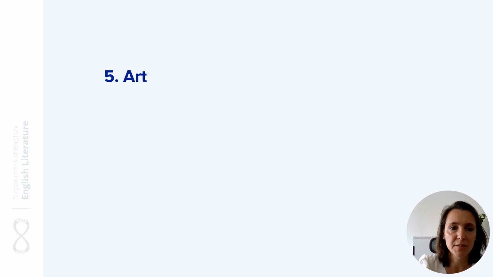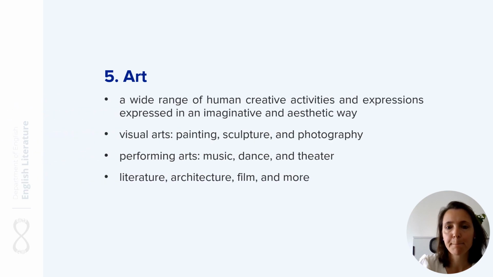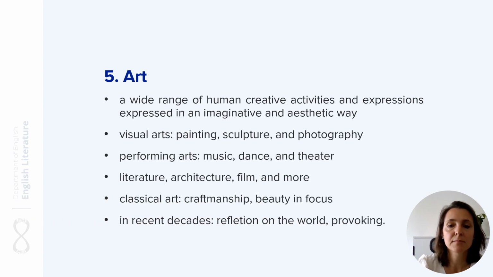Our next term is art. Art refers to a wide range of human creative activities and expressions, including visual arts that can be like painting, sculptures, and photography. Performing arts can be music, dance, theater, or literature, architecture, film, and more. Classical art focused on craftsmanship and beauty, whereas in recent decades art shifted towards stimulating senses, provoking thoughts and emotions of audience, and communicating ideas or messages.